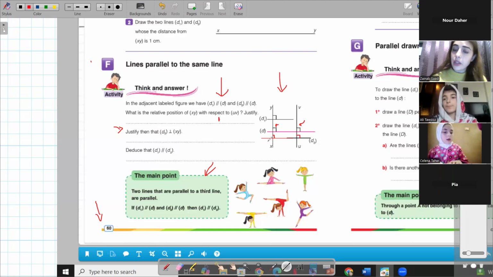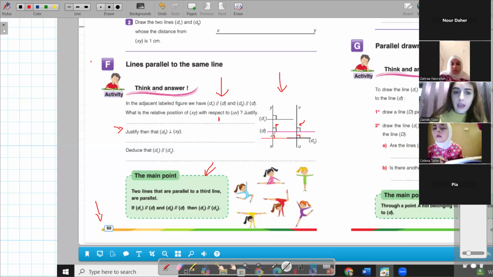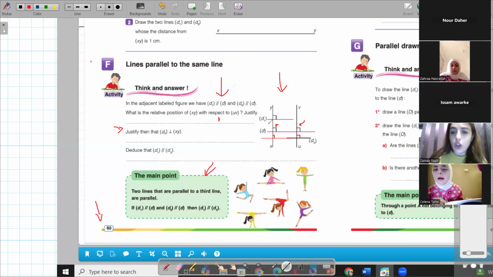D2 is perpendicular to which perpendicular line? D2 is perpendicular to UV. UV, okay. And D1 is perpendicular... No, we have to search for the line that both of them are perpendicular to. D2 and D1 are perpendicular to the same line.